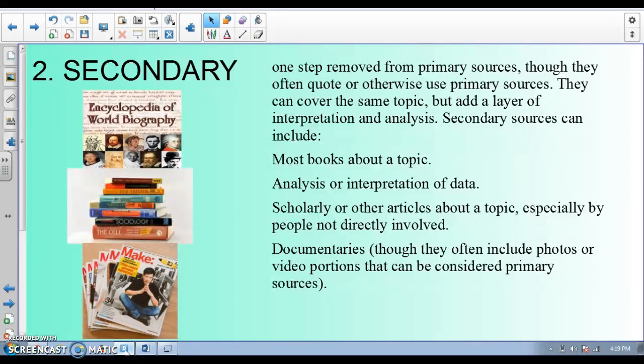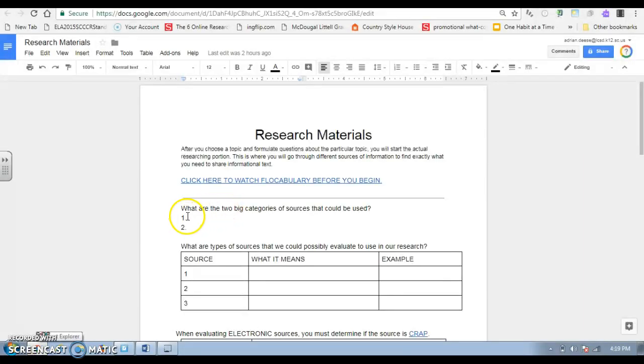And so this can be anything from, it says, most books about a topic. It can be textbooks. A lot of your nonfiction books in the library would be considered secondary sources. If you have any kind of scholarly articles about a topic, or just people not directly involved, documentaries, those sorts of things would be considered your secondary sources. So here it should say primary and secondary sources.